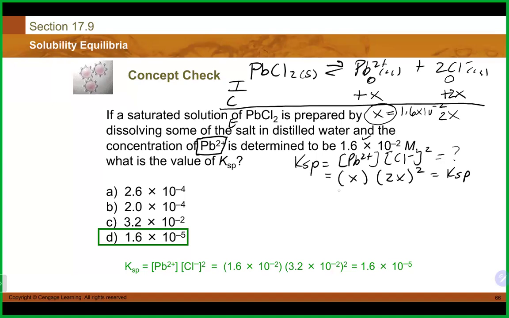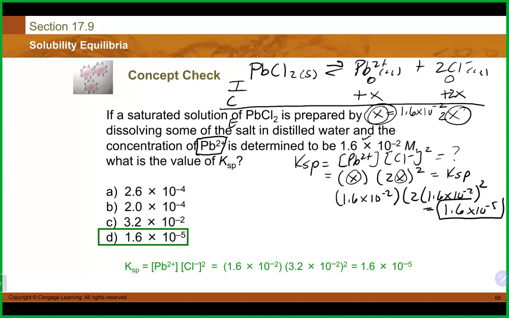Now putting in our x value here, which is 1.6 times 10 to the minus 2, taking 2 times 1.6 times 10 to the minus 2 and squaring it will give us our KSP in this case. And again, all we're doing is putting x into here and x into here. So, 2 times 1.6 to the minus 2, hit equals, then square it, hit equals, times it by 1.6 to the minus 2. That's going to give us that number that's circled, hopefully, 1.6 times 10 to the minus 5, our actual KSP value in this particular case.